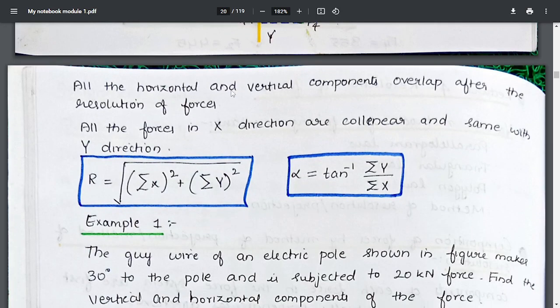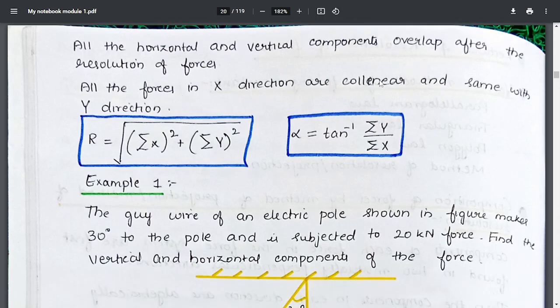So all the horizontal and vertical components overlap after the resolution of forces. All the forces in the x direction are collinear, and the same with the y direction. So resultant will be equal to root of summation of x square plus summation of y square, and alpha will be equal to tan inverse of summation of y by summation of x, where summation of x and summation of y are nothing but the algebraic sum of the forces in the x and y directions.